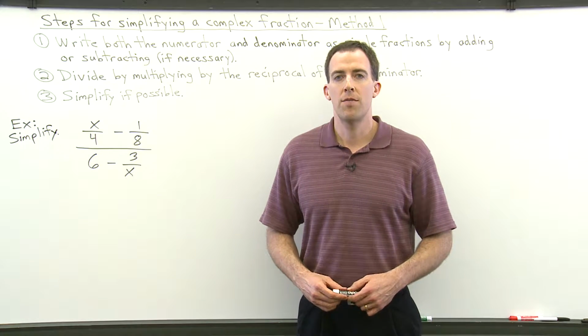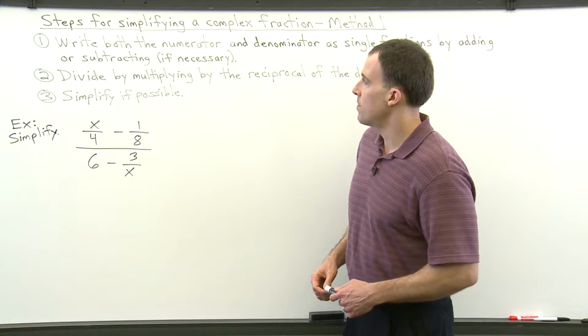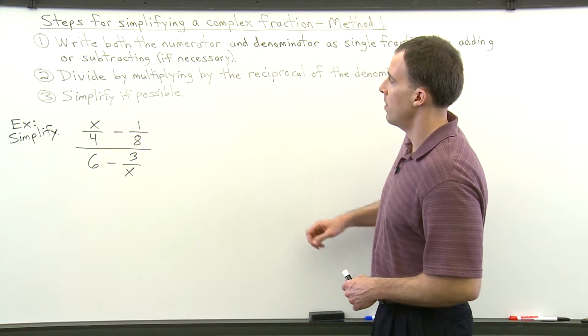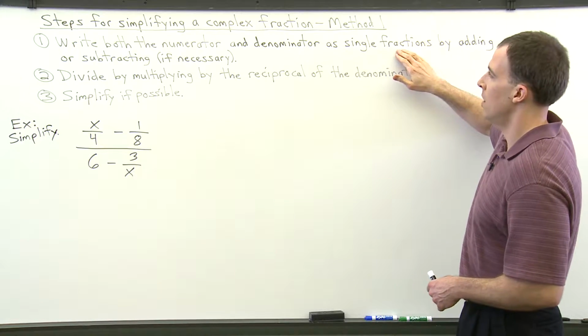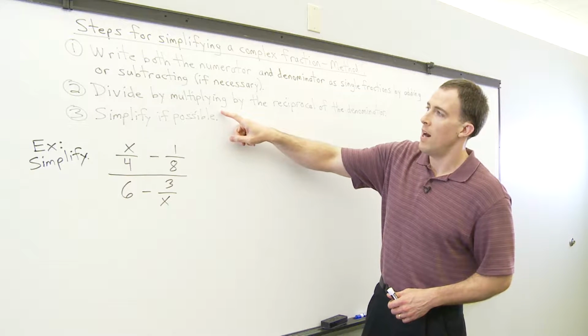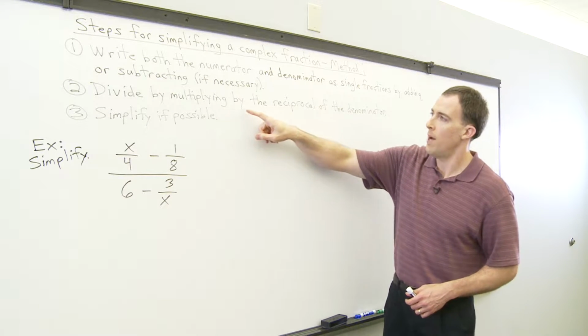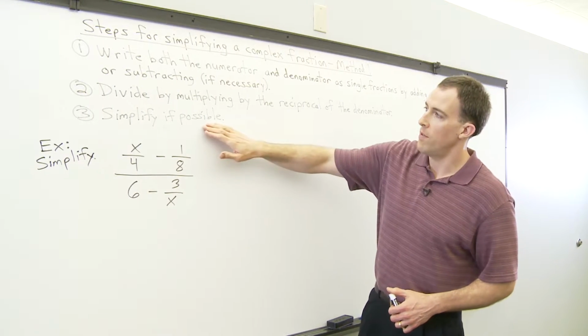There are two methods that exist for simplifying complex fractions, and this is method one. The steps for simplifying a complex fraction using the first method. The first step is to write both the numerator and denominator as single fractions by adding or subtracting if necessary. The second step then is to divide the numerator by the denominator by multiplying by the reciprocal of the denominator. And the last step is to simplify if possible.